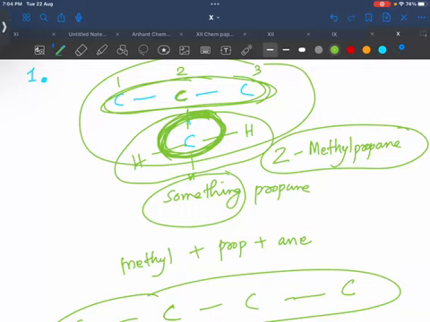Does everyone understand? Yes, sir. Now I understood. And if you remember, I told you that if you take a different parent chain, you will get the same thing. I will explain it to you now.